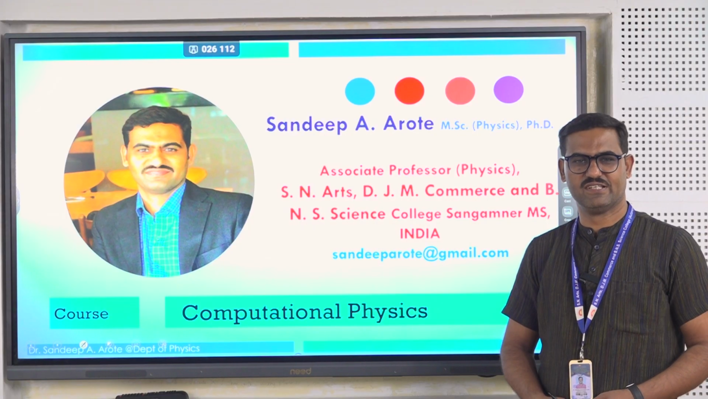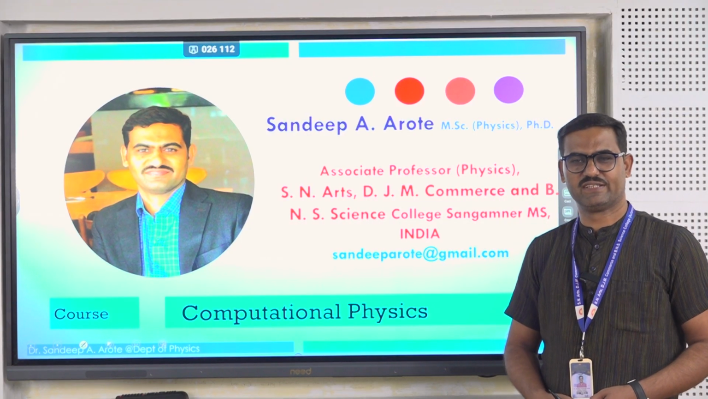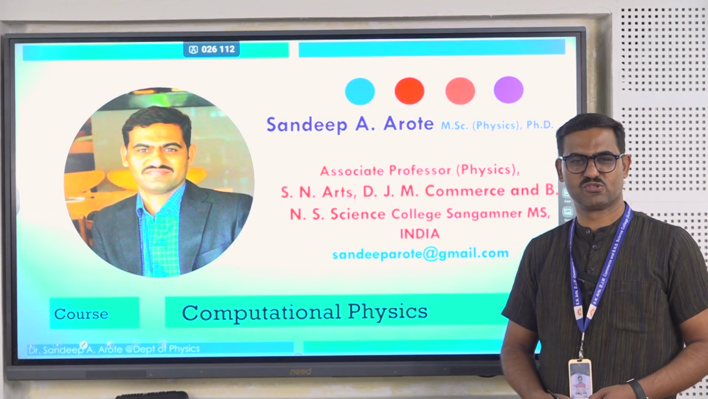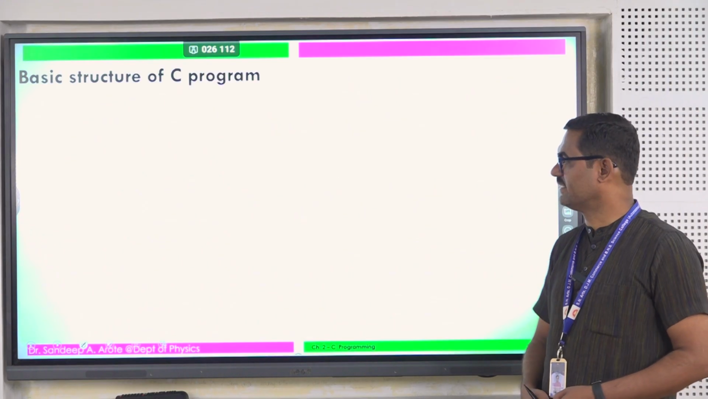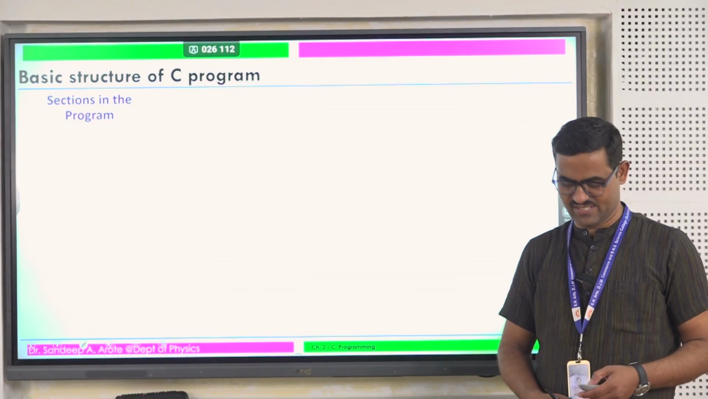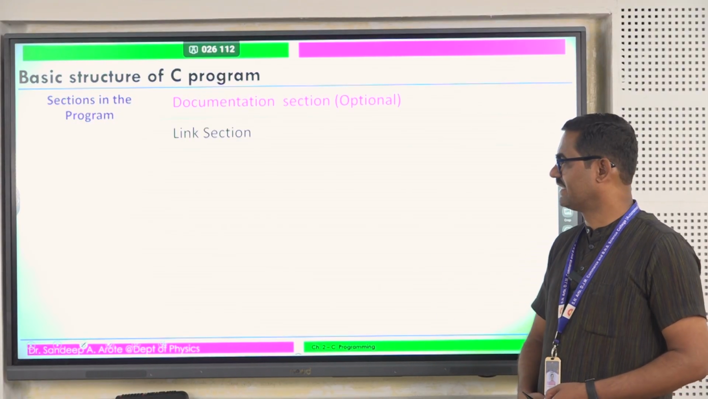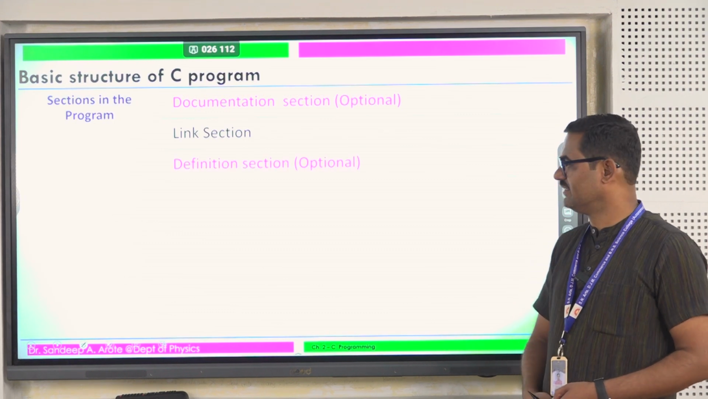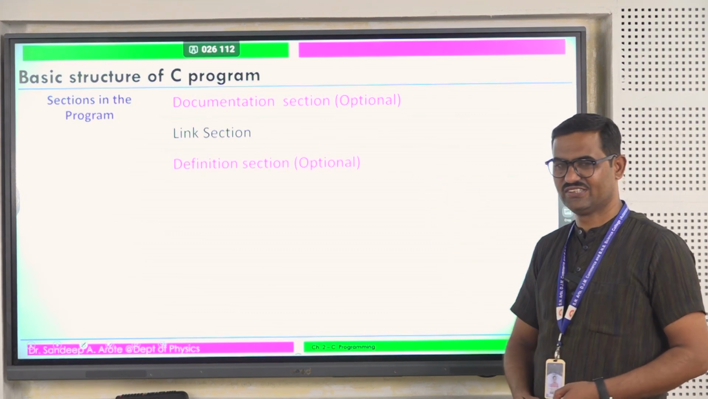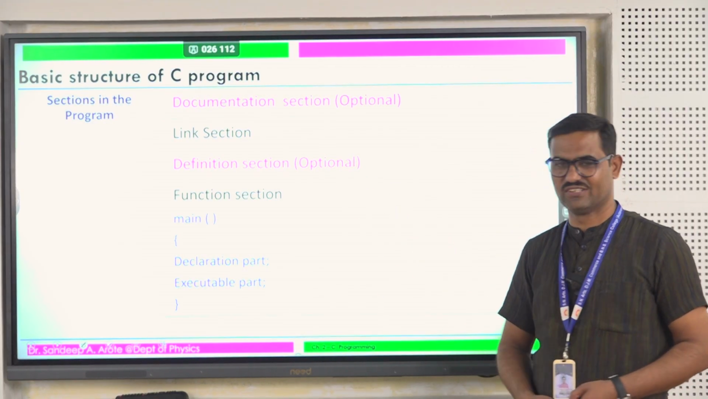In this class, we will learn what is the structure of a C program. Whatever code we are writing, how it gets arranged on a source code window, that we want to study. The basic structure of a C program consists of various sections. The first section is known as the documentation section, the second is the link section, the third is the definition section, and the fourth is the function section.